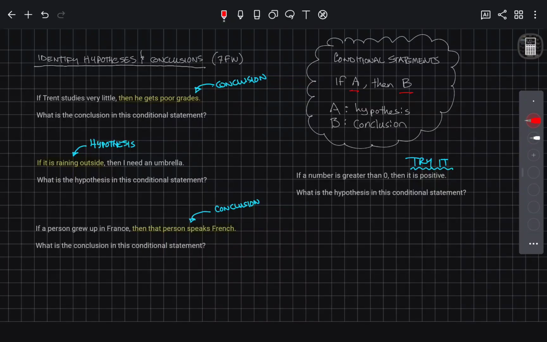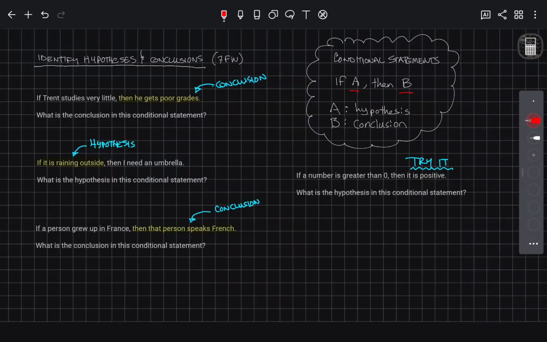So just to look at some examples real quick, if Trent studies very little, then he gets poor grades. Okay, so if Trent studies very little, hypothesis, what do we think is going to happen? Well, he's not going to get good grades, or he's going to get poor grades, which would be the conclusion. If it's raining outside, hypothesis, then I would need an umbrella. You can see that these are still separated by if and then. So it's still easier to differentiate the A and the B, the hypothesis and the conclusion.